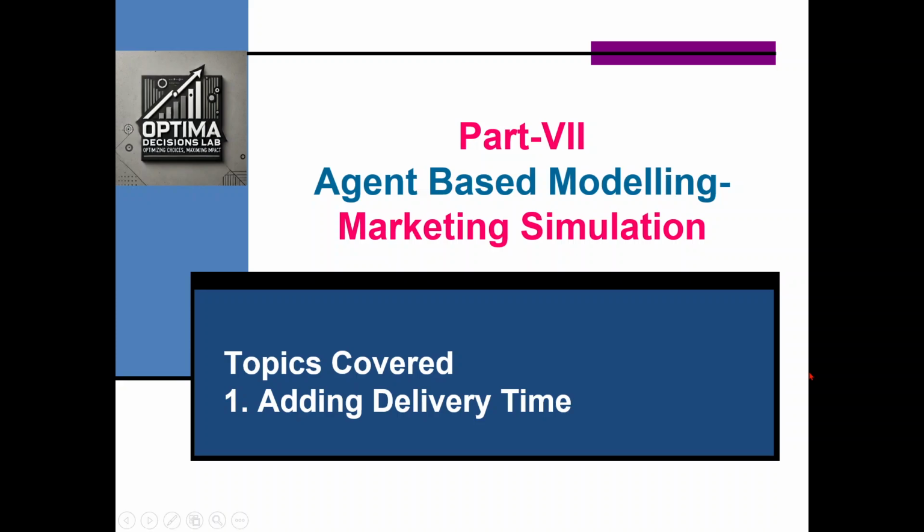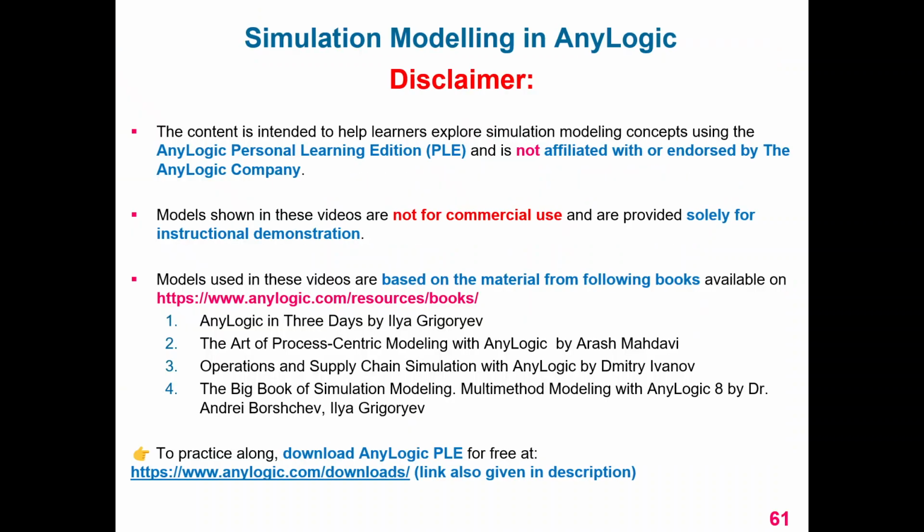So far we have assumed that our product is readily available. That's why the consumers were moving directly from the potential user state to the user state. And in this video we are going to make our model more realistic, and we are going to add another state between the potential user and the user state, and this state would reflect the effect of delivery time in our model. So the first thing is the disclaimer about the software and the material.